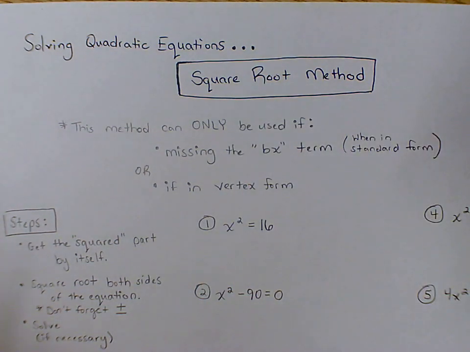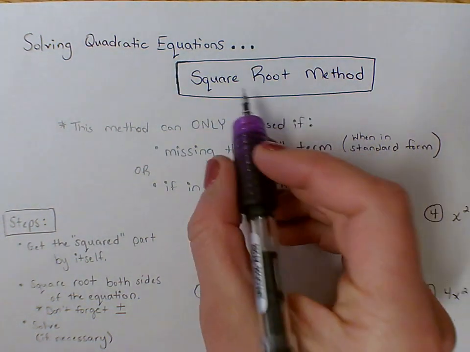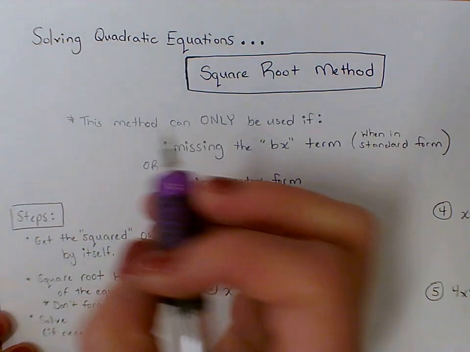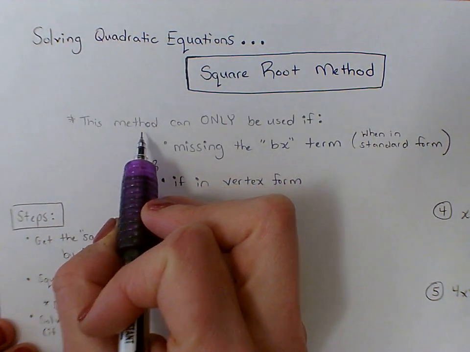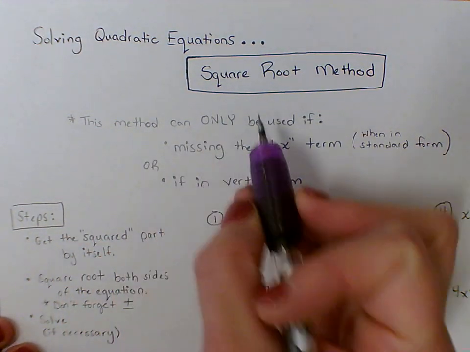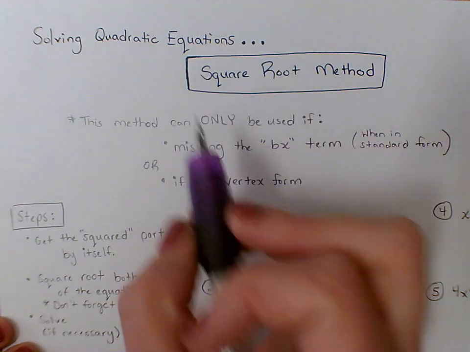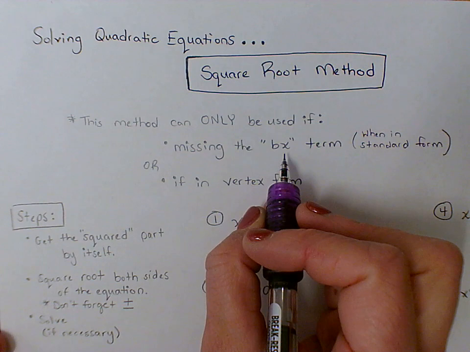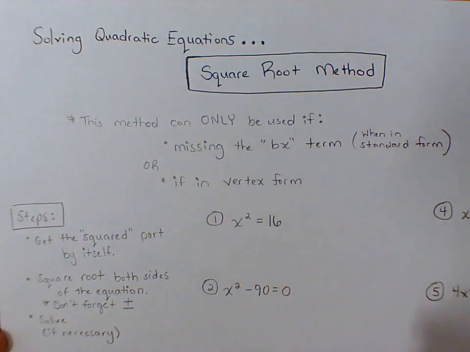So just like in order to solve by factoring, it has to be able to be factored. And then to solve it by graphing, you have to be able to see where it crosses the x-axis. To be able to solve it using the square root method, you have to have certain things happening, okay? So you're only going to be able to use the square root method if you're missing the bx term when it's in standard form.